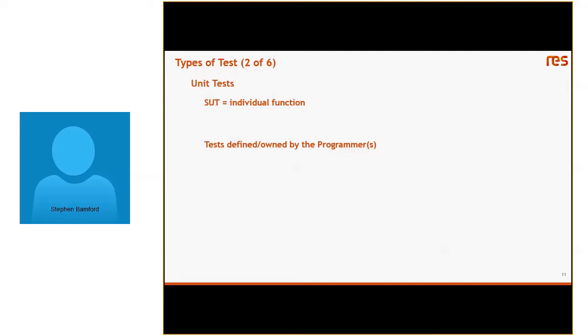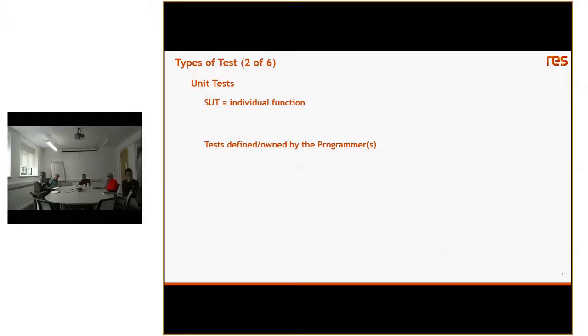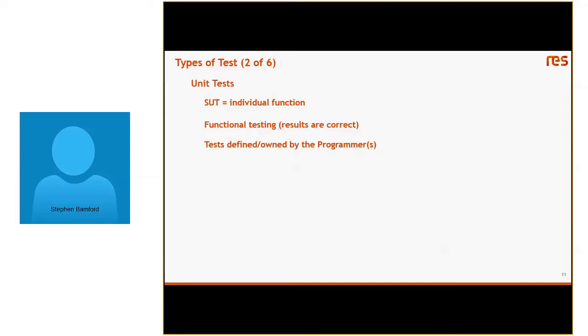It doesn't mean that the programmer should change any test, as a failing test may mean that you've broken some of the other functionality, but you have the permission to make changes to those unit tests. Unit tests are normally functional testing, and when I refer to functional testing, I mean that you're checking the results are correct. We'll come on to talk about different ways of testing. For example, regression testing is not necessarily functional testing. It's another different kind of testing.